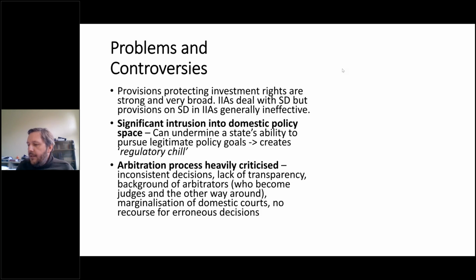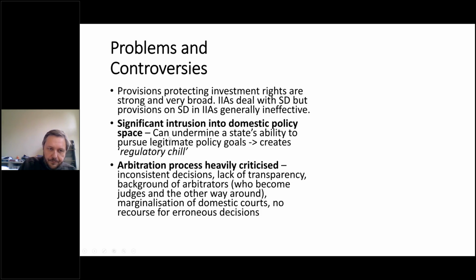So before the break, we introduced briefly the current investment regime, gave some examples of what it's about, and highlighted some of the criticisms and the issues which are being discussed.